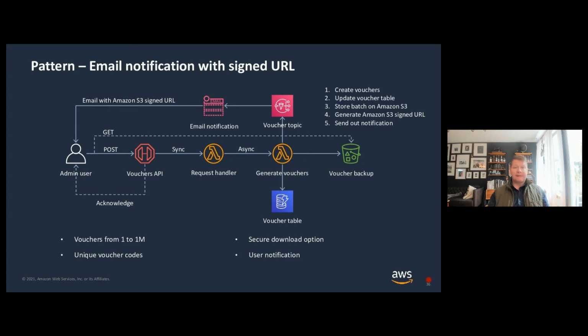So the admin user gets a call or an email or a Slack from their business partner over in the marketing department. They say, hey, we need 1 million voucher codes for these types of customers. They all need to be unique, and let us know when they're done so we can email these things out. Admin user says, cool. Hits his quick internal tool, hits that API, goes through a synchronous call to that request handler, and then goes to an asynchronous call to the generate voucher function.